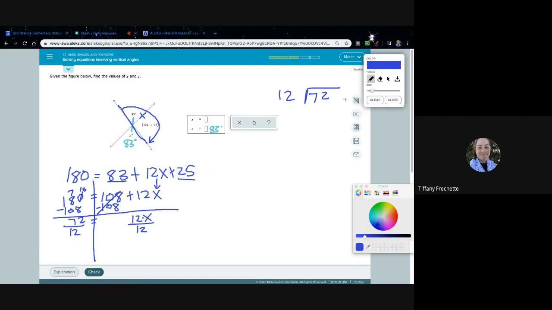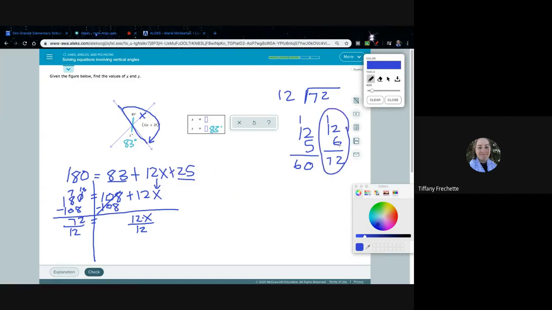I'm going to have to know how many 12s go fully into 72. So again, if you know your multiplication facts, this makes it so much faster. If you don't know your multiplication facts, you might just have to guess around a little bit. So let's say 12 times 5. Let's go with that. So we have 60. Well, that's not big enough. So let's go 12 times 6. And we get 72. Oh, there we go. So this is what we want.